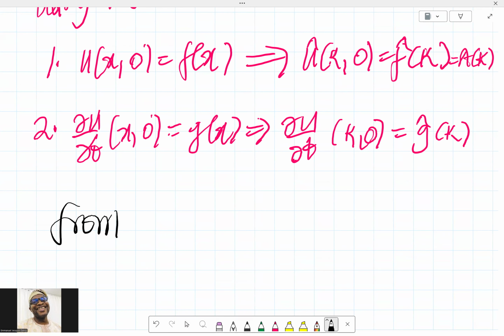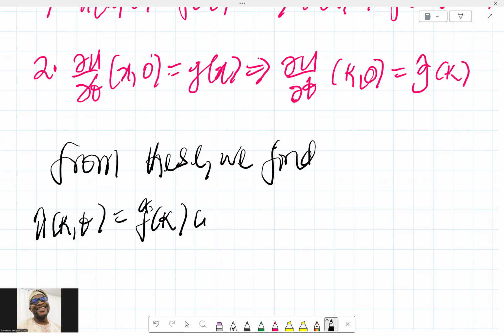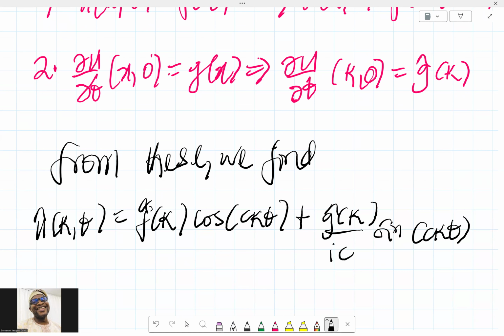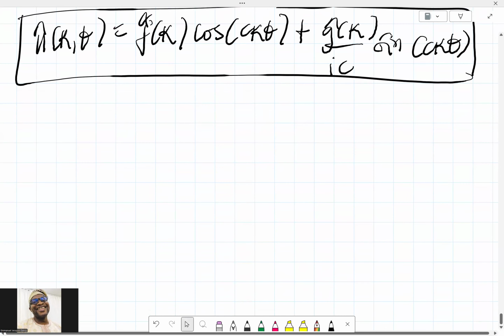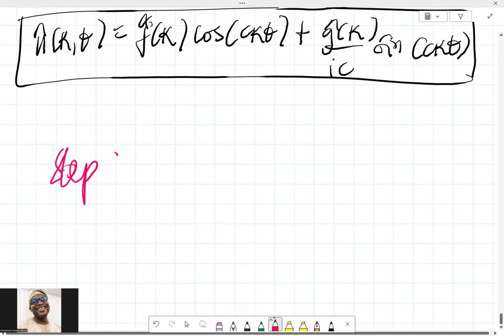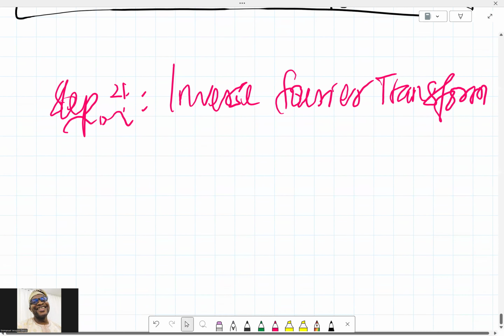So from all this, what do we get? Normally we differentiate that and substitute 0 for t, and whatever we get as partial u partial t. So we find that u cap of k, t is f cap of k cos ckt plus g cap of k all over ick sine ckt. So that's what we get by applying those conditions. And with that, now we can go for the final step, step 4, the inverse Fourier transform.